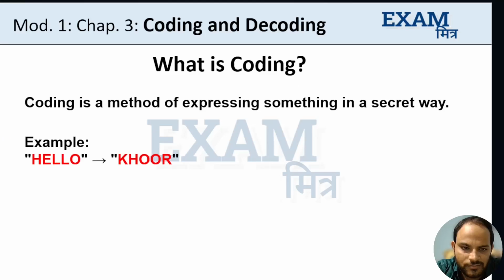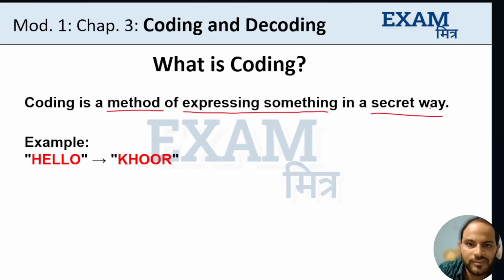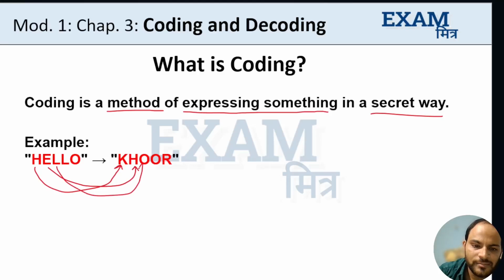So what is coding? Coding is a method of expressing something in a secret way. That means to express something, we will use some different way. For example, hello is coded as Khur. That means H has been replaced with K, E has been replaced with H, L has been replaced with O, and this O has been replaced with R.